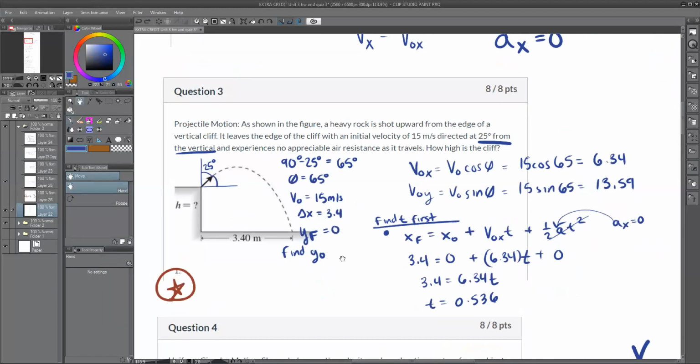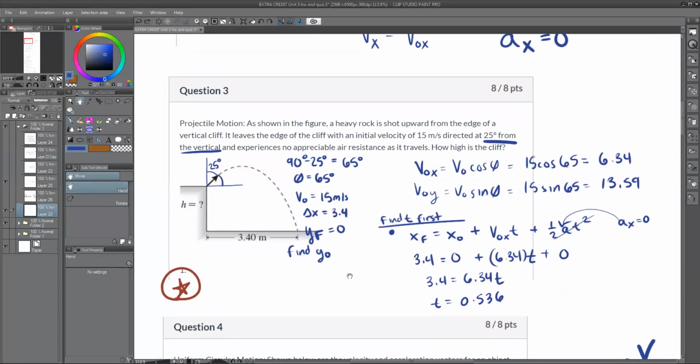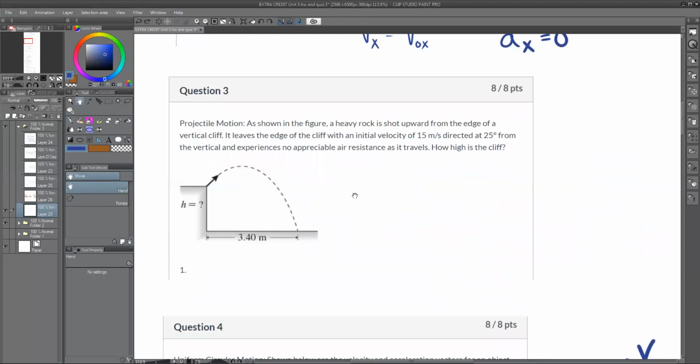So that's that one. Question 3 is a little bit of a doozy. For mine, it was this projectile motion problem. As shown in the figure, a heavy rock is shot upward from the edge of a vertical cliff. It leaves the cliff with an initial velocity of 15 meters per second directed at 25 degrees from the vertical and experiences no appreciable air resistance as it travels. How high is the cliff? So it's asking you to solve for the height of the cliff.